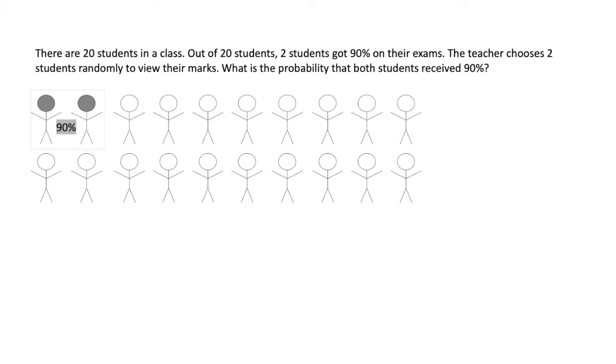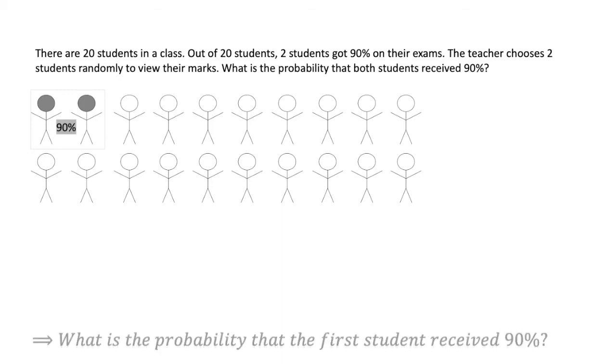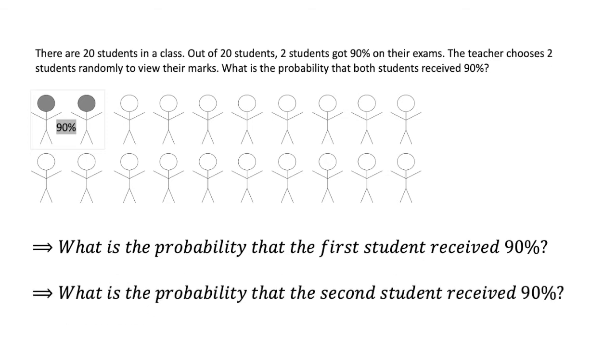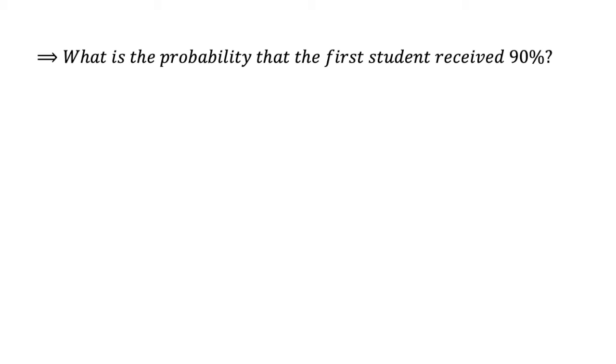In order to determine the probability of the teacher choosing 2 students that receive 90%, we need to consider 2 things. The first being the probability that the first student received 90%, and the second thing being the probability that the second student received 90%. First, let's consider the probability that the first student received 90%. We see that this is going to be 2 out of 20 because we have 20 students, 2 of which have received 90%. Simplifying this fraction, we get 1 over 10.